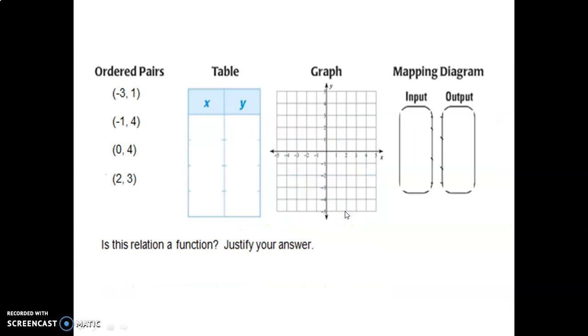Okay, try the same thing for this one. These steps should be easy. Make sure you have a mapping diagram and then justify at the end. Is this a function? Let's take a look. I didn't show the answers for this. It should be pretty straightforward. Here's our mapping diagram. Take a look compared to yours.